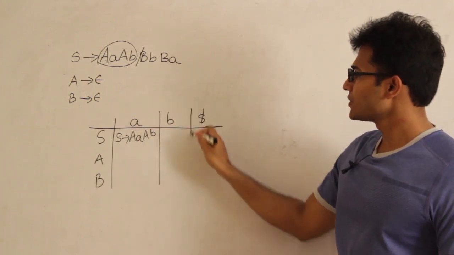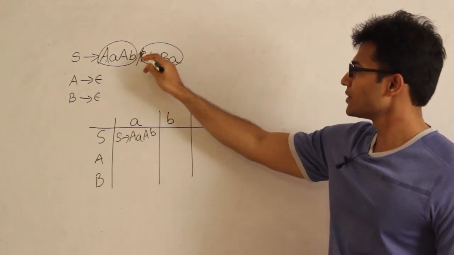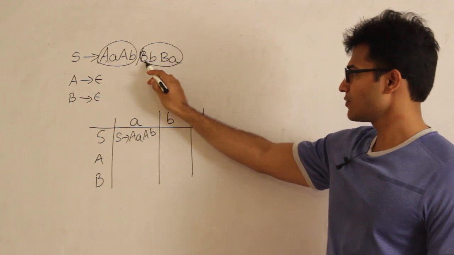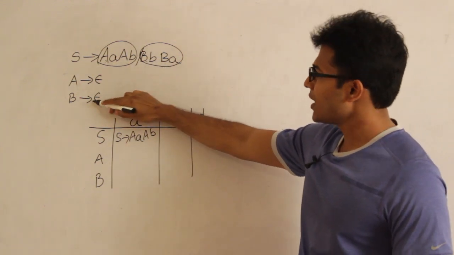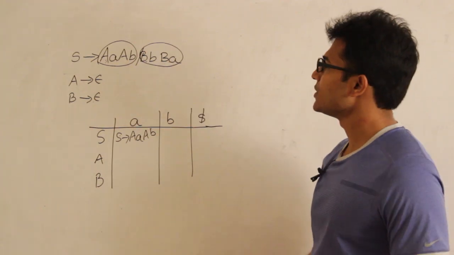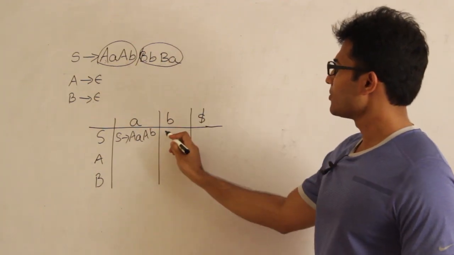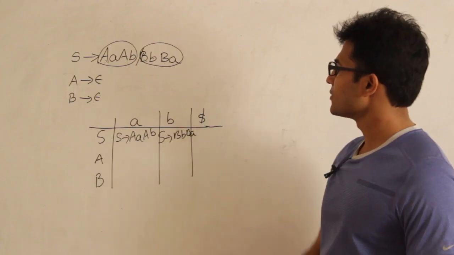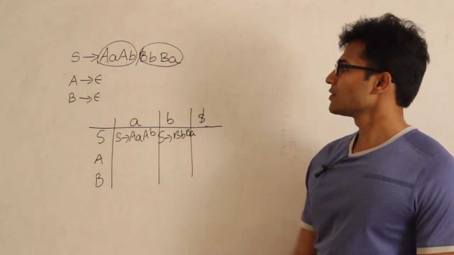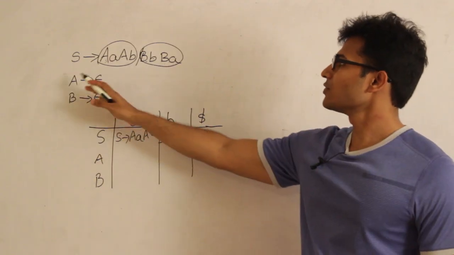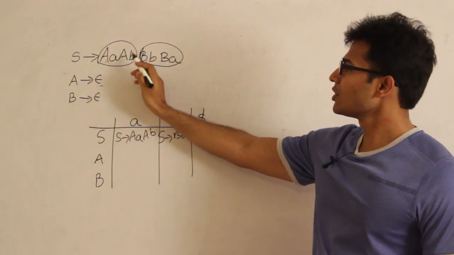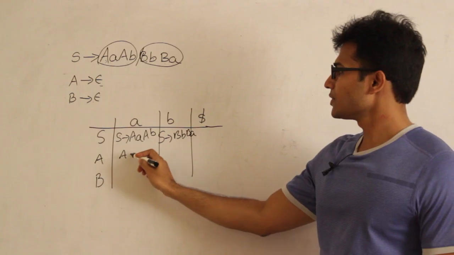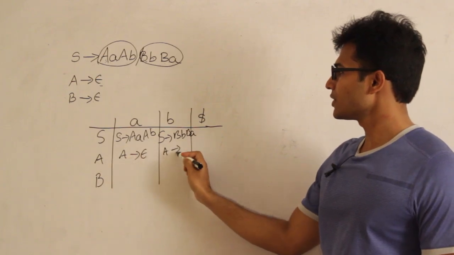Then what about the second production? Where should I place it? In the first of right hand side. The first of this entire thing is first of B, and the first of B is small b. Therefore I am going to place it here. S derives BBBA. And what about A derives epsilon? It has to be placed under follow of A. What is follow of A? Small a, small b, which means A derives epsilon under a and A derives epsilon under b.